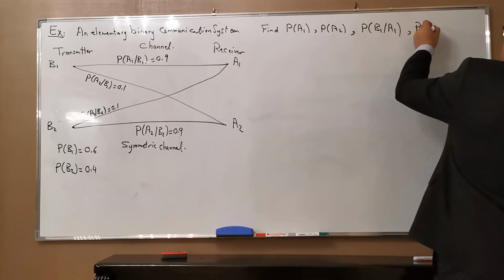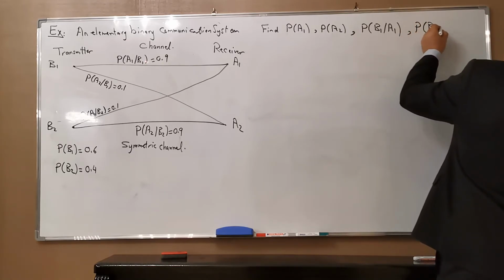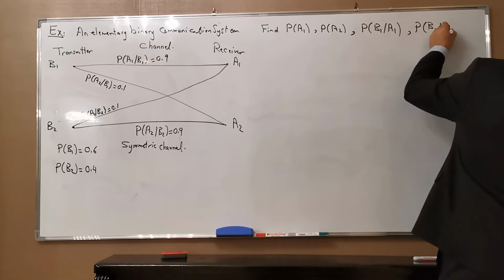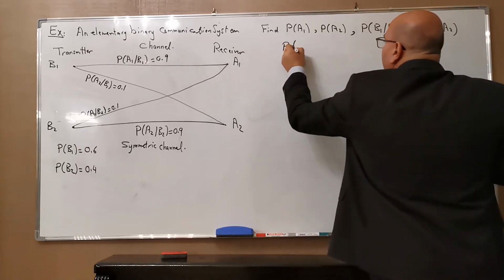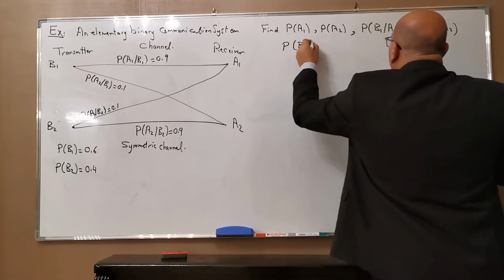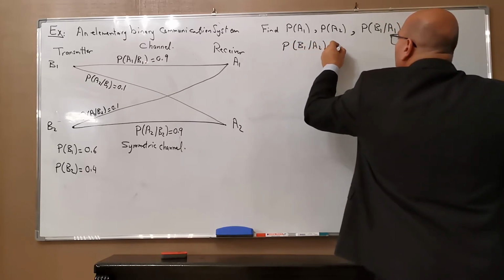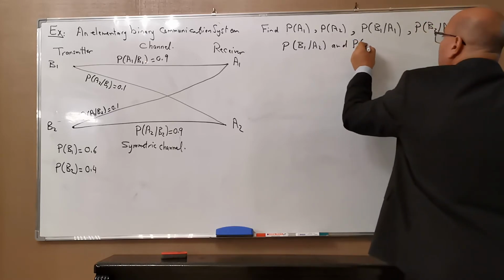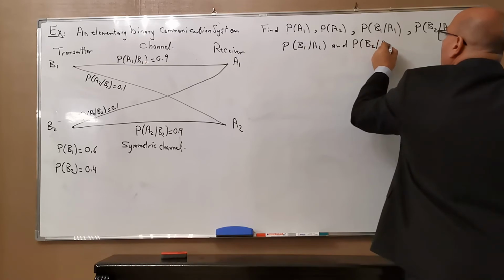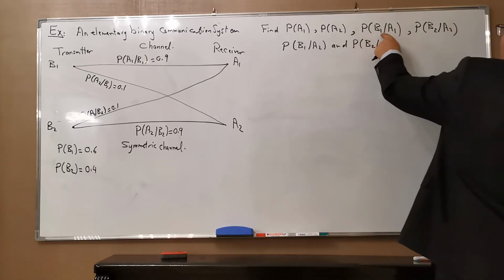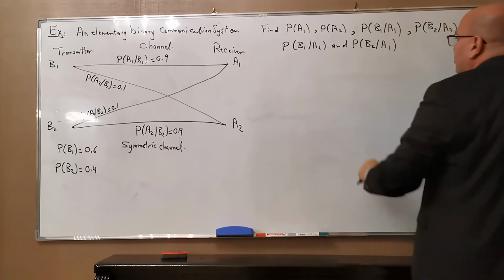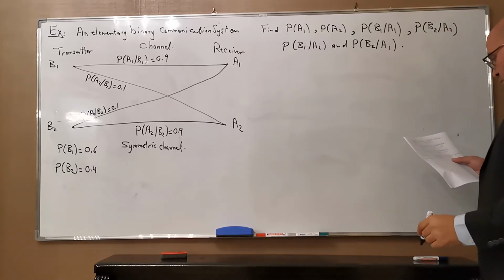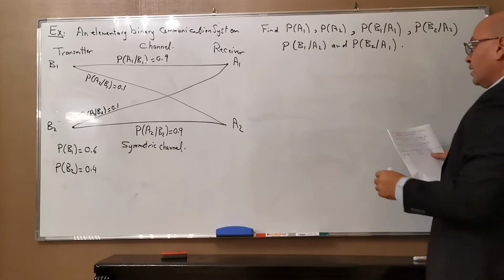Probability of B1 given A1, probability of B2 given A2, probability of B1 given A2, and probability of B2 given A1. Okay? 1, 2, 3, and 4. So those are the probabilities that we need to find.